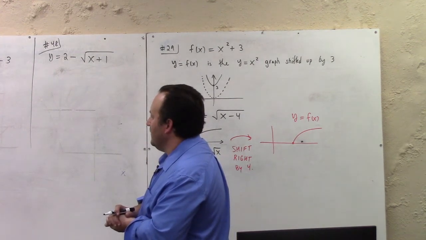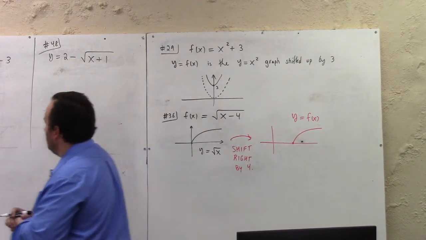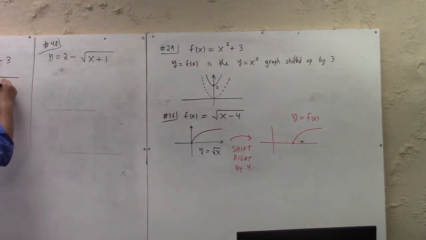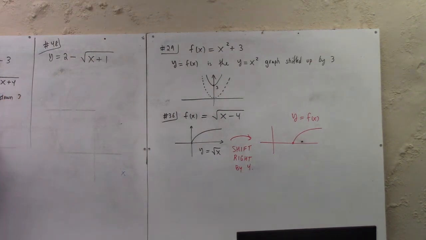Left 4 and down 3. So you're saying you take y equals the square root of x, and you go left 4, which takes us to y equals the square root of x plus 4, right? And then you go down 3. Yes. I have to be careful. Sometimes it matters which one you do first and which one you do second.